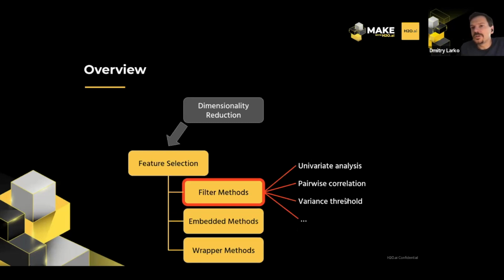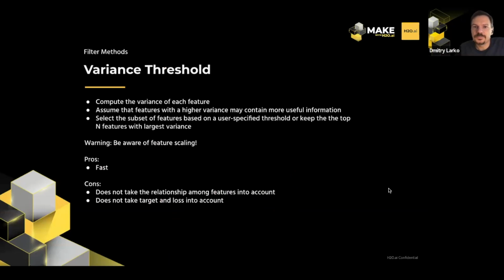You can also measure the correlation between the features in your data set and use pairwise correlation to remove features that are highly correlated with each other. Or you can run different univariate analyses between the feature and the target, and measure how good the feature is at predicting the target in some sense.